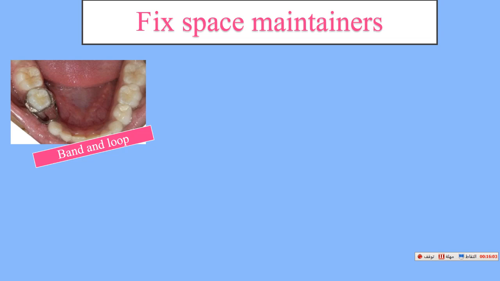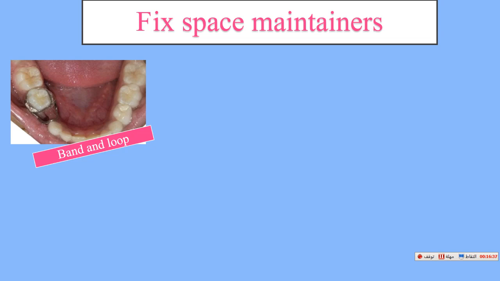This band and loop, indication of its use is if there is premature loss of the primary teeth on one side, unilaterally, not bilaterally, but also can be indicated bilaterally before the eruption of the permanent central incisor. Lower central incisor can be used bilaterally. One of its problems is it cannot prevent the over-eruption of the upper teeth.